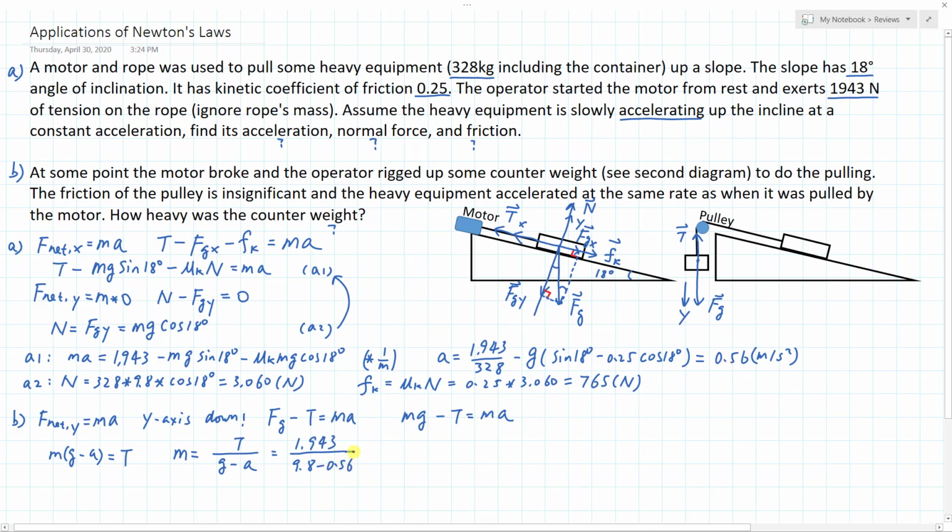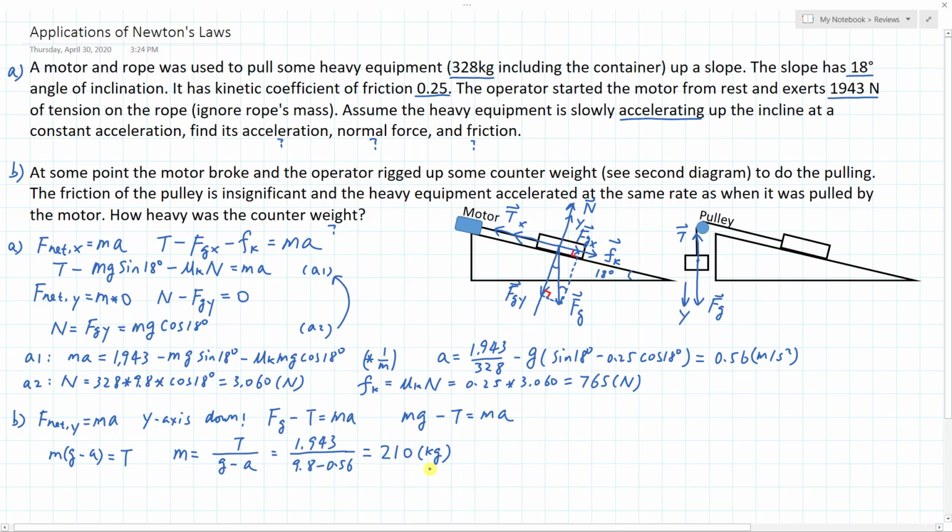But concerning safety, pulling heavy equipment, this is probably not too bad. It's a small acceleration. So now we can calculate. This is almost 1900 divided by 10. You get a little more than 194. So with a calculator, you'll hopefully get the same answer as I did, 210 kilograms.